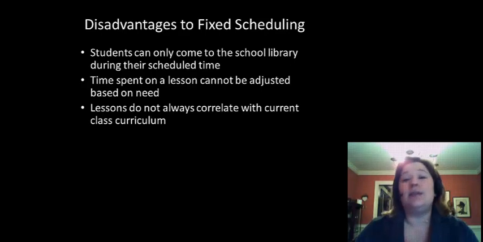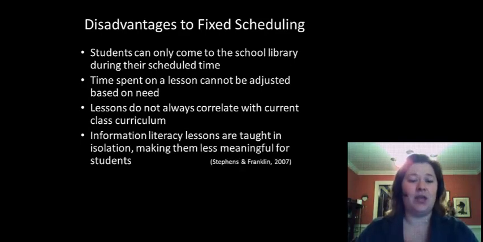The lessons that we teach in the library don't always correlate with the current class curriculum under a fixed scheduling system. Information literacy lessons that are taught in the school library are taught in isolation. They're not taught using some other research or some other project that the students are working on, which makes it much less meaningful for students.